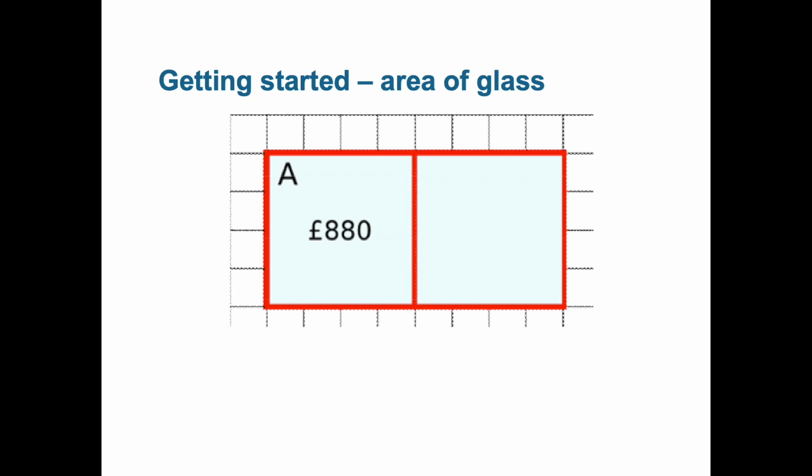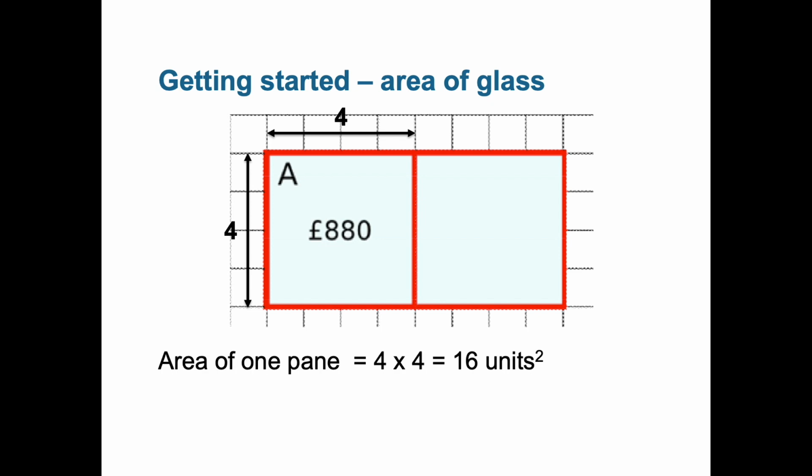So to help out, let's have a look at window A and have a look at the area of the glass here. We can see that it's 4 units high, and the left-hand window pane is 4 units wide as well. So we can see that the area of one pane of glass on window A is actually 4 times 4, 16 units squared. Clearly there's 2 panes of glass on window A, so we have 2 lots of that, 16 plus 16, and we have a total area of 32 units squared for window A.